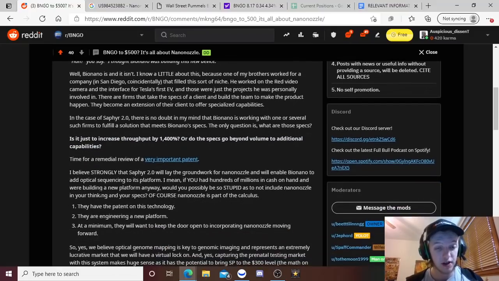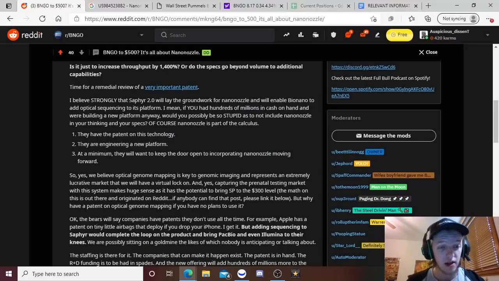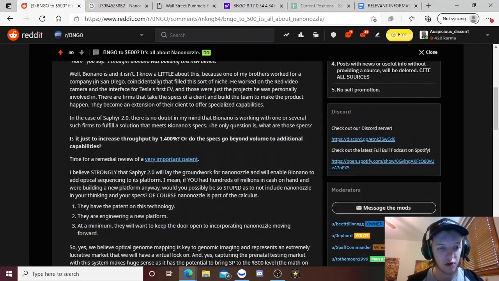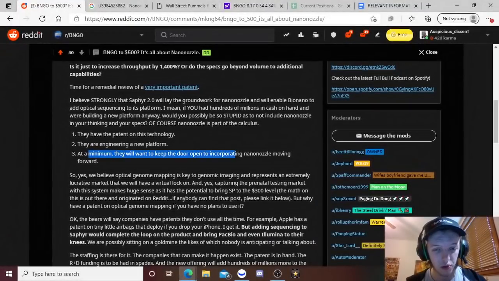There is certainly a chance. They do have a patent here. Okay, yeah, they do have the nano nozzle device arrays. Okay, macromolecular structure, including DNA sequencing, are disclosed. They have the patent. They are engineering a new platform, right? We know that because they said in Q4 they're going to be doing the Saphyr 2.0. I don't know if they called it the Saphyr 2.0, but they said they're going to make a new version of the Saphyr, which will have a higher throughput that is 1,400% more. Okay, at a minimum, they will want to keep the door open to incorporating nano nozzle moving forward.